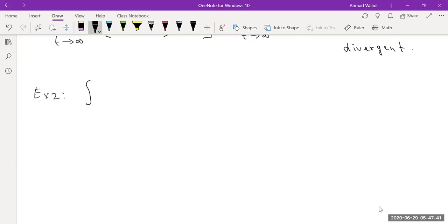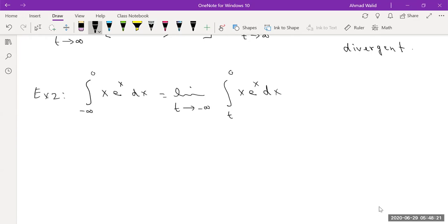Example 2. Integral from negative infinity to 0 x e to the power of x dx. Here, my lower bound is negative infinity, then I will write limit as t approaching to negative infinity, integral from t to 0, x e to the power of x dx. This part is just new. How to deal with the integral of x e to the power of x dx.